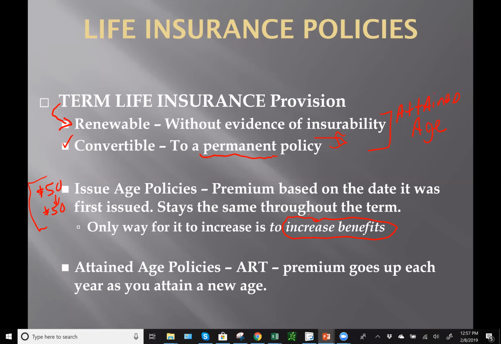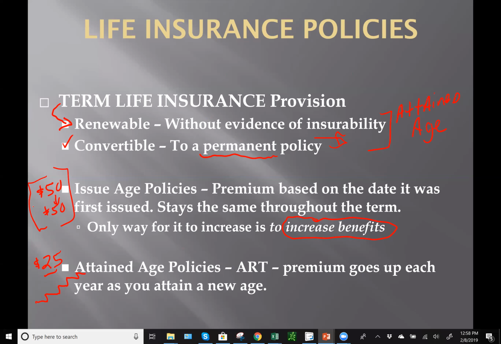Next, here's your attained age, and this is your annually renewable term. This is where the premium goes up every year based on your attained age. So on an attained age policy, let's say the insurance company only starts out by charging $25 a month. Well, they can start out by charging less than they do on an issue age policy because they know every year, what are they going to do? They're going to raise your premiums. So on an attained age policy, the premiums can start out lower because they know every year they're going to get more money from you.